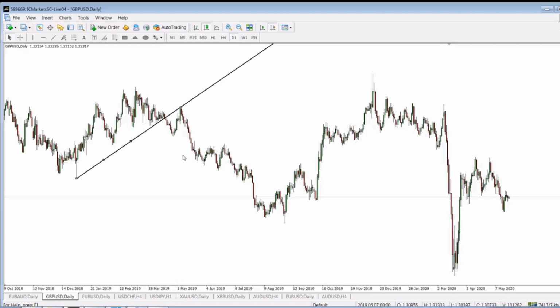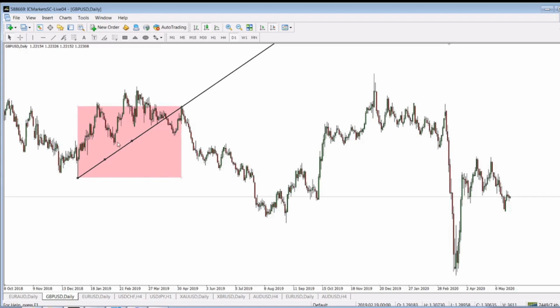Let's see what we can do with that. So we got the balance angle here, so we might presume that here and here time and price squared. If they squared, we can draw a rectangle here, from here just to here. Rectangle, here we go.